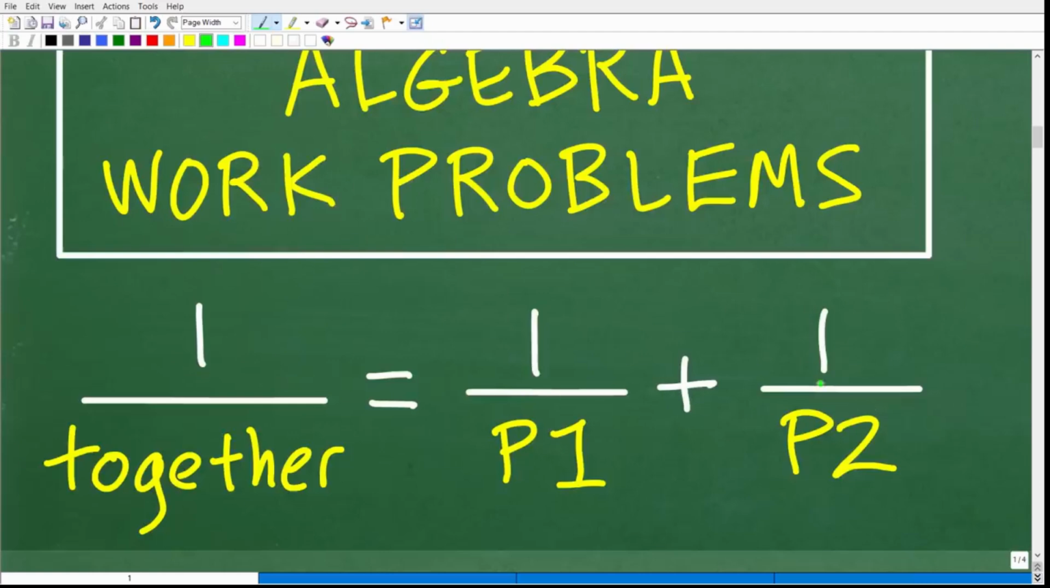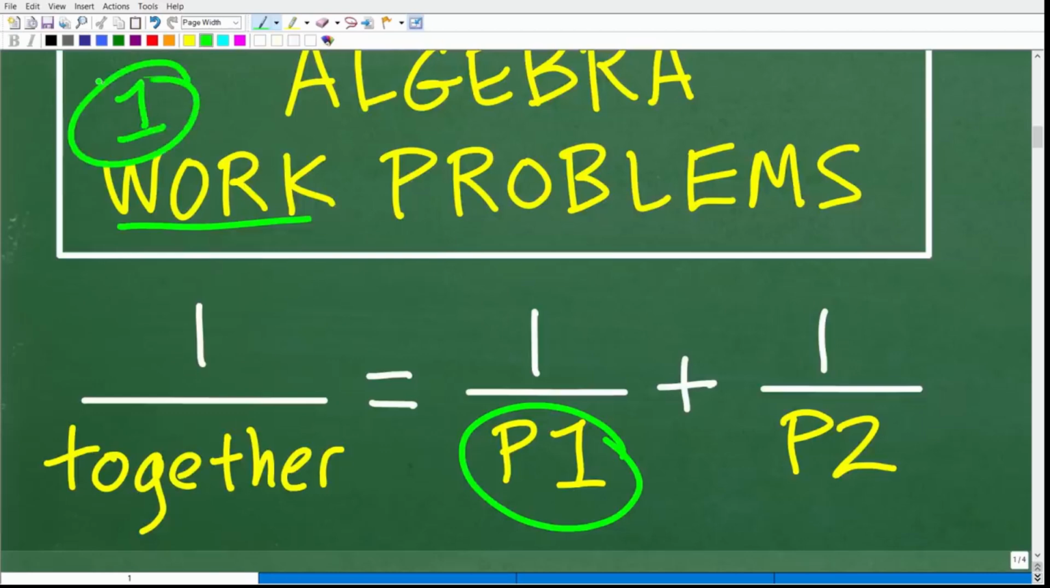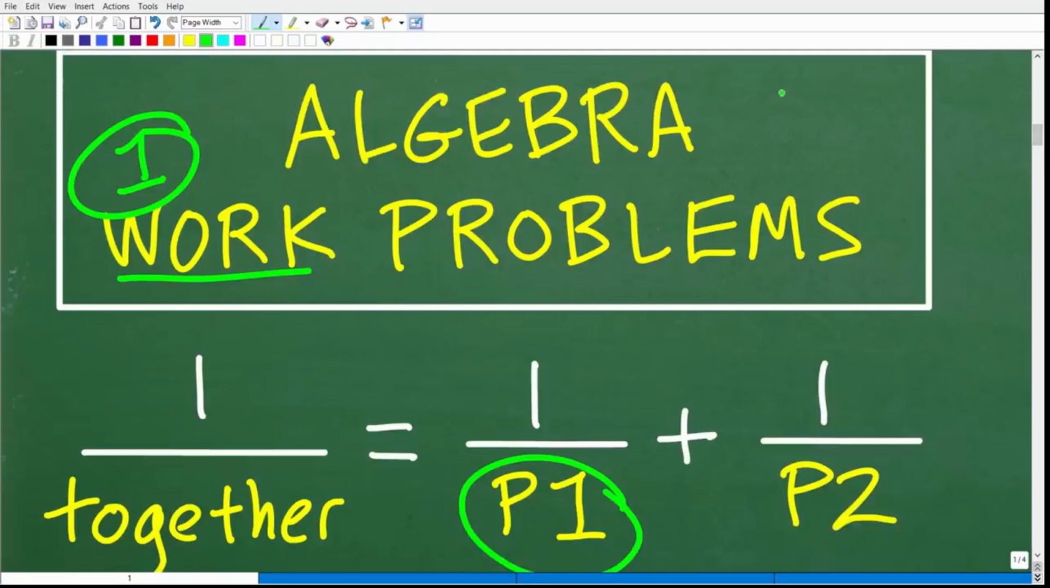Now, basically you have these parts. Okay, so one part of the job. We're talking about work here, right? So when we do work, we are completing a job. Now, completion of a job or a task is usually represented by 1. So for example, let me explain this real quick. If you did one half of a job and I did another half of the job, together 1/2 plus 1/2, we would have a completed job, and that is represented by 1. Okay, 1 is the total complete job.